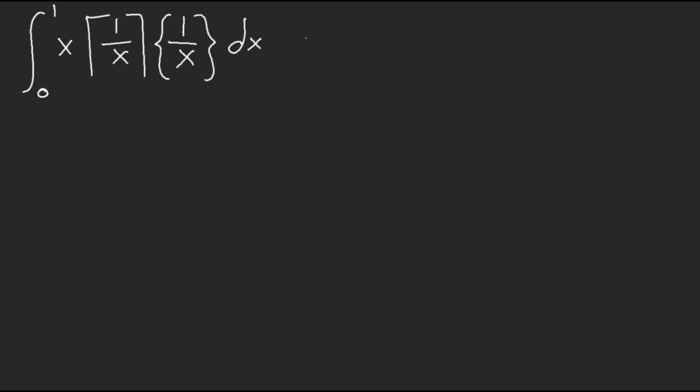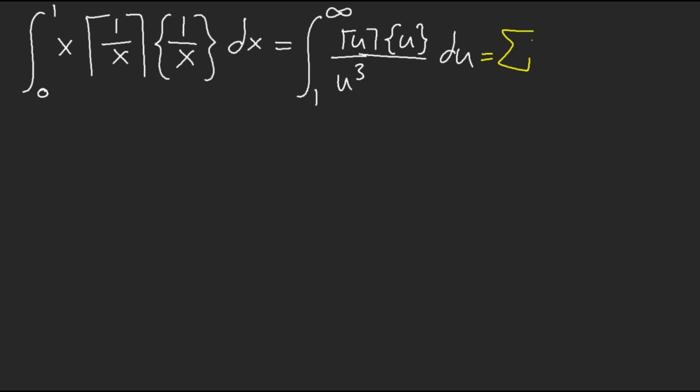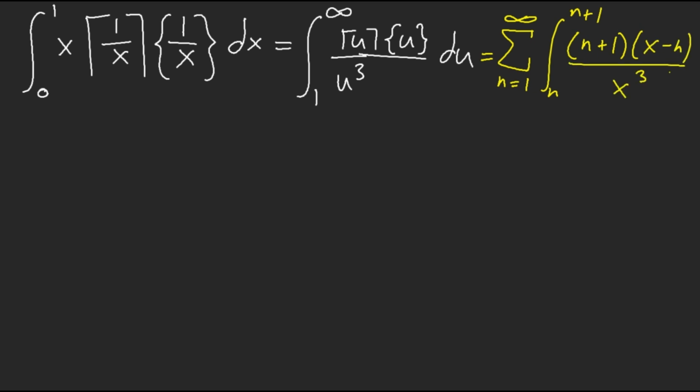Let u equal 1 over x, right? Let u equal 1 over x. This becomes 1 to infinity. We know this is going to be 1 over u with the u squared at the bottom, so u cubed, from the du. And then we have a ceiling of u and a fractional part of u. Okay. So this is what we have. Now let's go ahead and turn this into a sum very quickly. N equals 1, from n to n plus 1, n plus 1, x minus n. Turn it back to x. Okay.